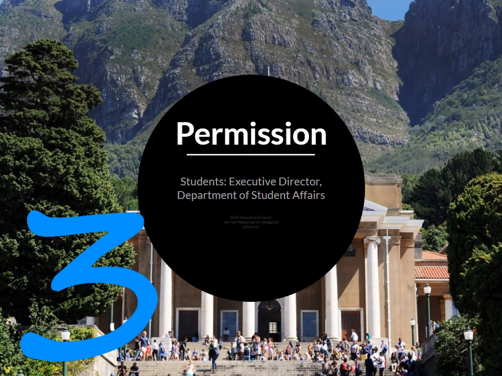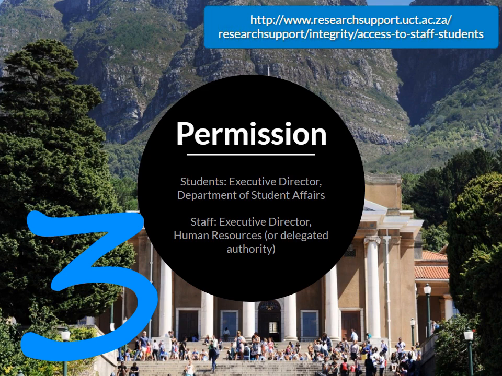If you would like to access staff or their data, you will need to contact Human Resources to seek their permission. You will need to complete an HR 194 form and submit your ethics approval letter from your faculty or departmental research ethics committee and your UCT research ethics committee approval letter. If you are interested in using both UCT staff and students, you will need to get in touch with both the DSA and HR. All the contact details are available on the website displayed on your screen now.